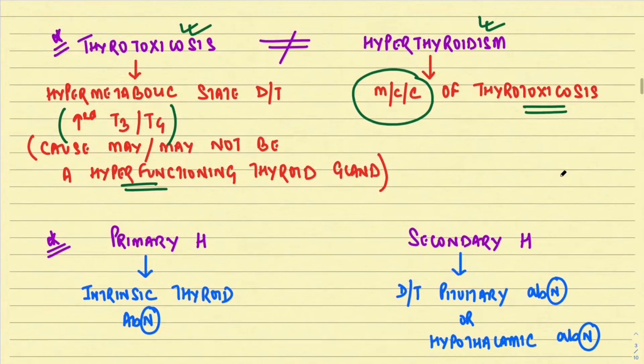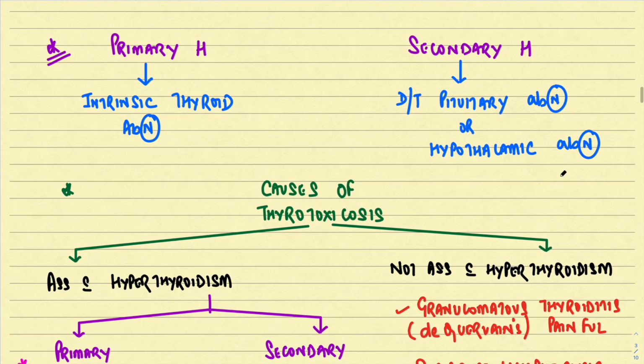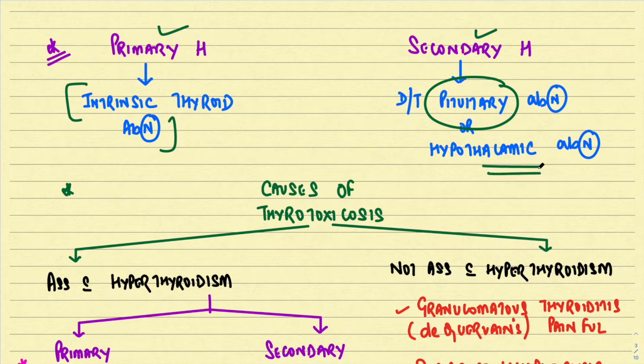Okay, now the hyperthyroidism can be divided into primary and secondary hyperthyroidism. Primary hyperthyroidism occurs because of any problem inside the thyroid gland, so an intrinsic thyroid abnormality. In that case, we will call it primary hyperthyroidism. Whereas secondary hyperthyroidism occurs because of some problem either at the level of the pituitary gland or at the level of the hypothalamus.